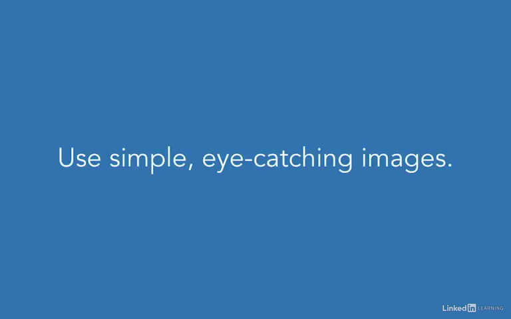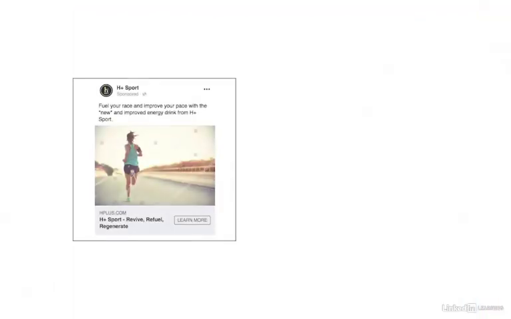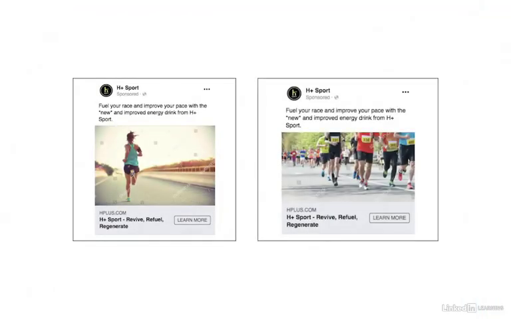Next, and it might seem obvious, but a lot of people forget this, use a simple eye-catching image. Use an image that is relevant to your advertisement, that is high quality, high resolution, and makes sense with what you're selling. In our ad example, we have 2 images that we are testing. The first showcases a woman runner. The next is a group of marathon runners. So I'd be really interested to see which advertisement works the best for my audience.